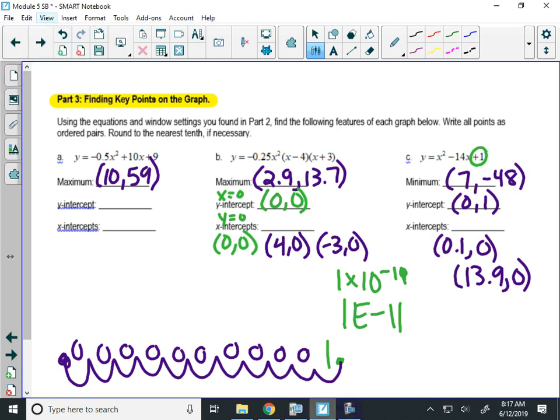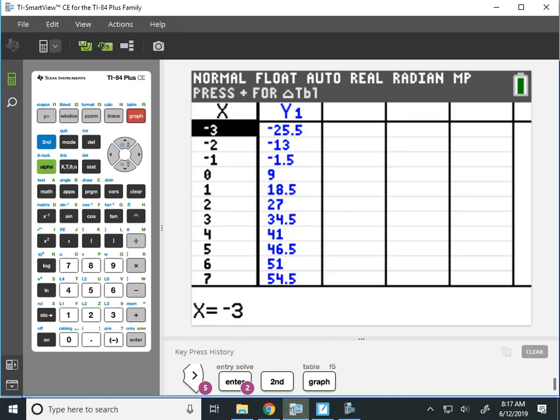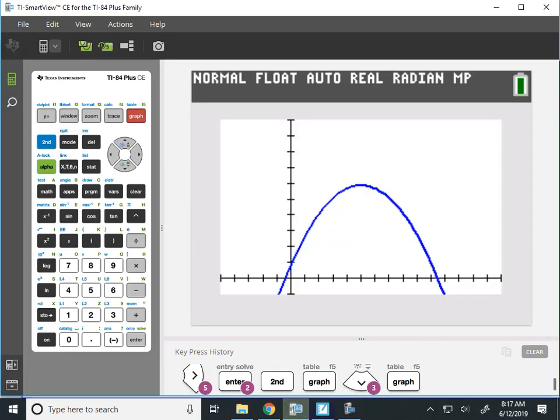All right, now let's try to find the Y-intercept. So again, we go to the table, look for where x equals 0, and it says the Y-intercept is at 9. So (0, 9). And if you looked at your graph, you could try to see if it was on the table.